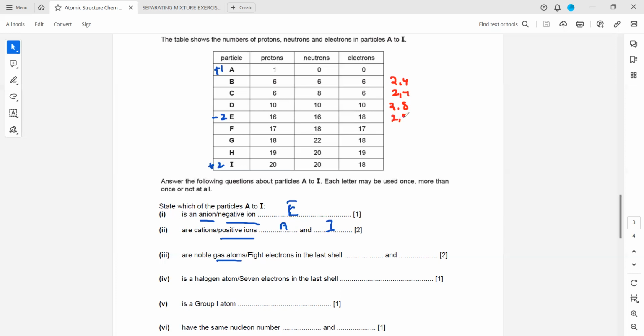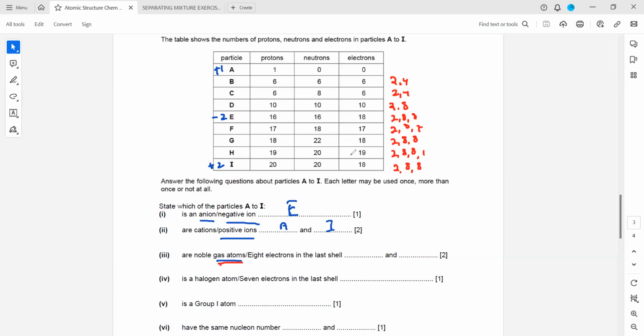It will be 2, 8, 8. This will be 2, 8, 7. This will be 2, 8, 8. This will be 2, 8, 8, 1. And this will be 2, 8, and 8. But we need an atom.